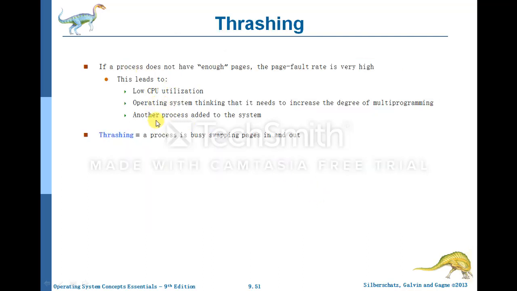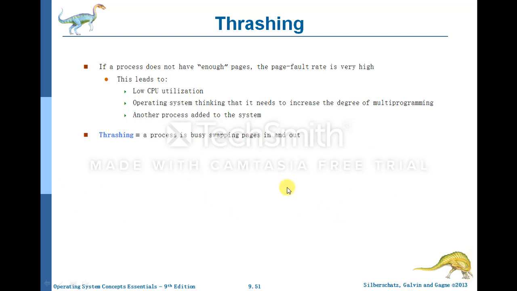This leads to low CPU utilization. The operating system, thinking that it needs to increase the degree of multiprogramming, adds another process to the system. That is the concept of thrashing. The definition of thrashing is that a process is busy swapping pages in and out. The process is busy swapping pages from memory back to the secondary memory, or the disk. That is thrashing.